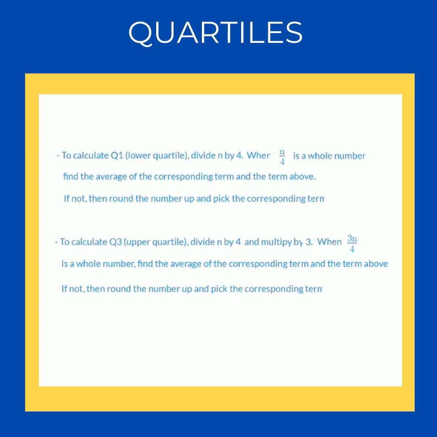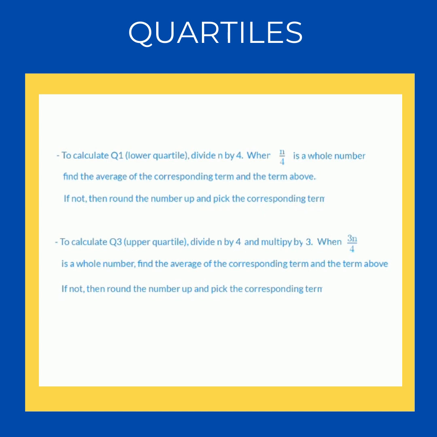Now, the same as the median, the very first step is to arrange the data in ascending order. So to find Q1, which is the lower quartile, I have to divide n by 4, and n is the number of elements. So if the answer is a whole number, I have to find the average of the corresponding term and the term above. However, if the answer is not a whole number, then I have to round up my answer and pick the corresponding term.